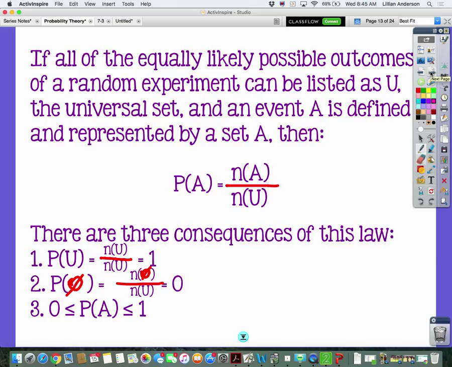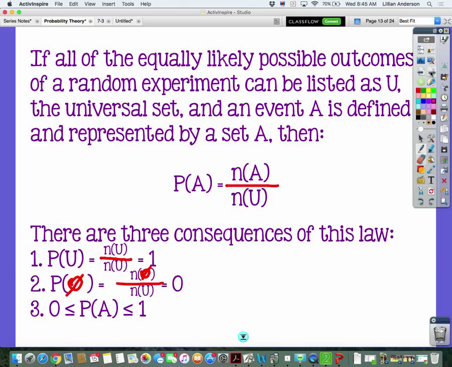Now, if all the equally likely possible outcomes of a random experiment can be listed in U, of course our universal set, and an event A is defined by and represented by set A, then the probability of A equals the number of elements in A divided by the number of elements in U. That's your formal definition of probability there, okay?